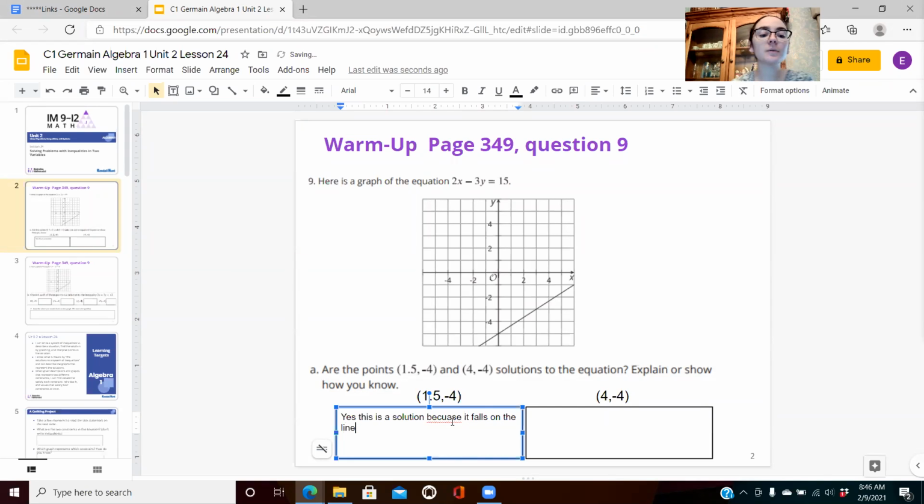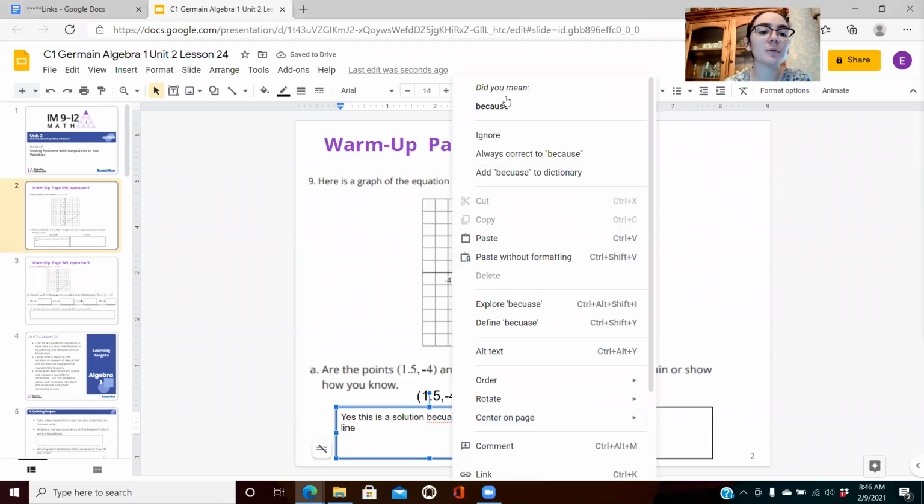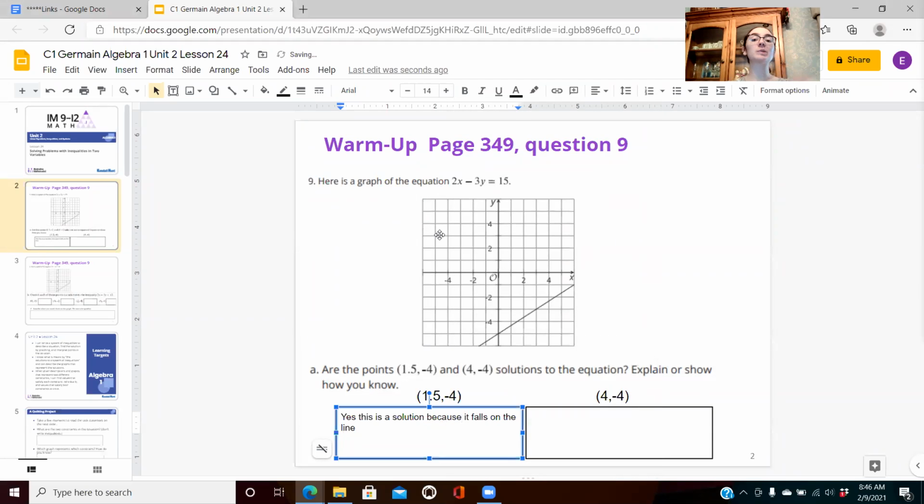Another way that we could determine if it was a solution, if we didn't have a graph, is we could plug it in and see, are the two sides equal? Nice job. Thank you, Connor. Then if we look at (4, -4), using the strategy of does it fall on the line or not, we have to go over to 4, down to negative 4. So is that one going to be a solution to this equation?